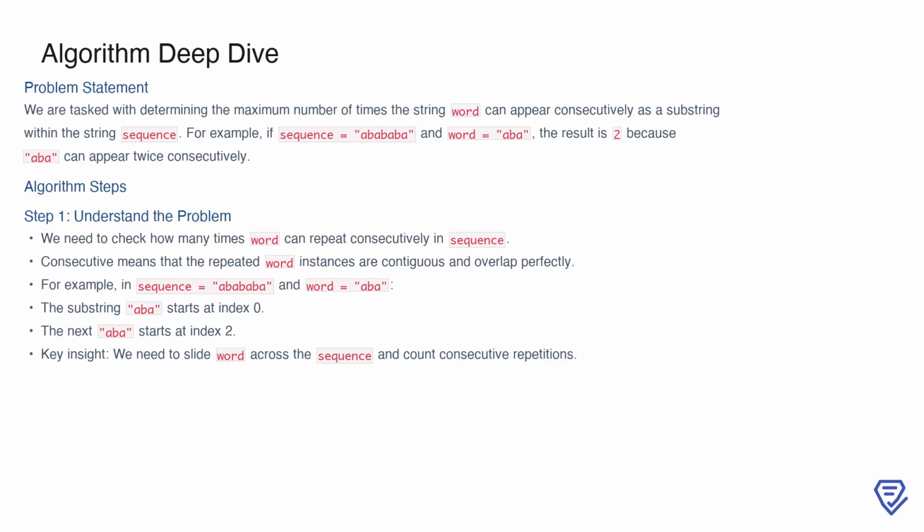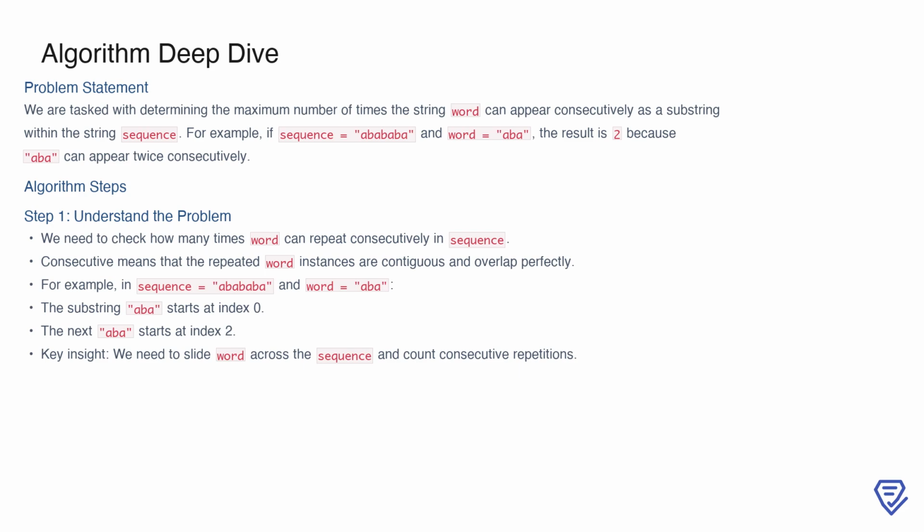The problem we're solving here is to determine how many times the string word can appear consecutively as a substring within the string sequence. Consecutively means that the instances of word must be contiguous and directly follow one another without any gaps. For example, in the string sequence equals abababa and word equals aba, the result would be 2 because the substring aba appears twice consecutively. The first occurrence starts at index 0, and the second starts at index 2.